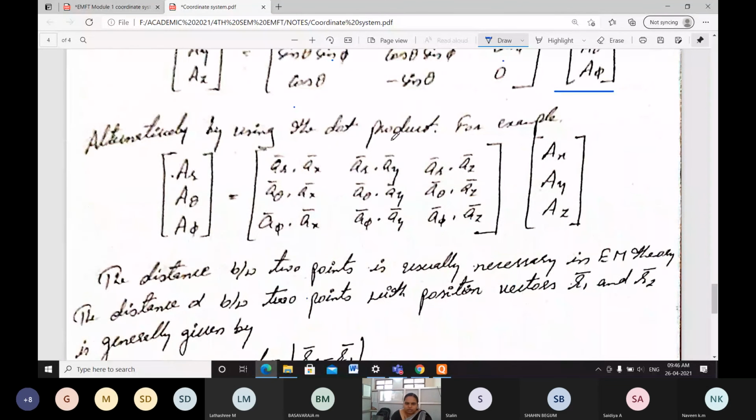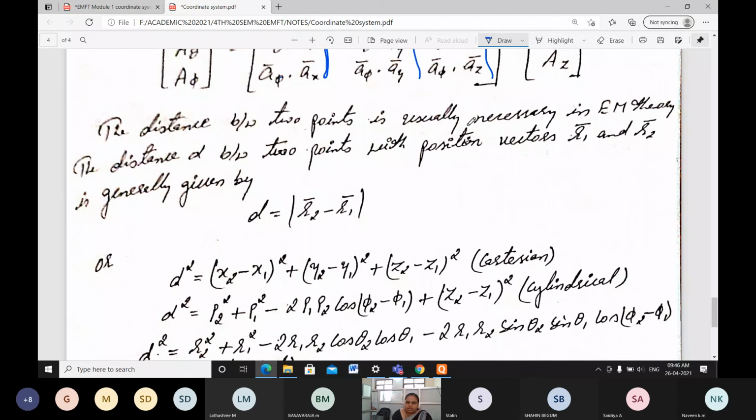In terms of a dot product, observe here Ar, A theta, A phi with ax, and here Ar, A theta, A phi with ay, and here with az. You have to remember it like that, then it will be easy to remember how to write the equation. Then the distance between two points is usually necessary in electromagnetic theory.